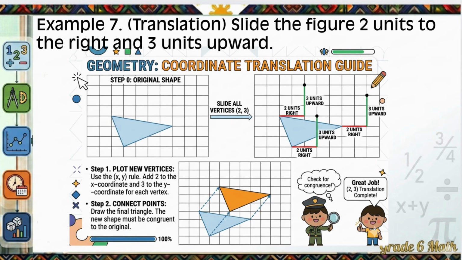Step 0. The original shape. Every translation starts with a pre-image. Look at our blue triangle on the grid. It has 3 corners, which we call vertices. To move the whole triangle, we just need to move those 3 dots.